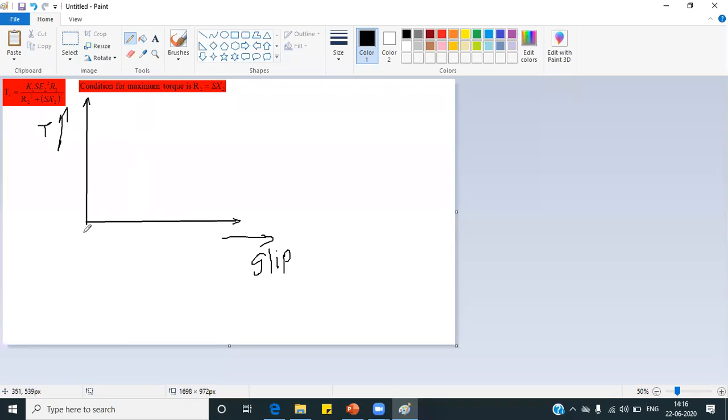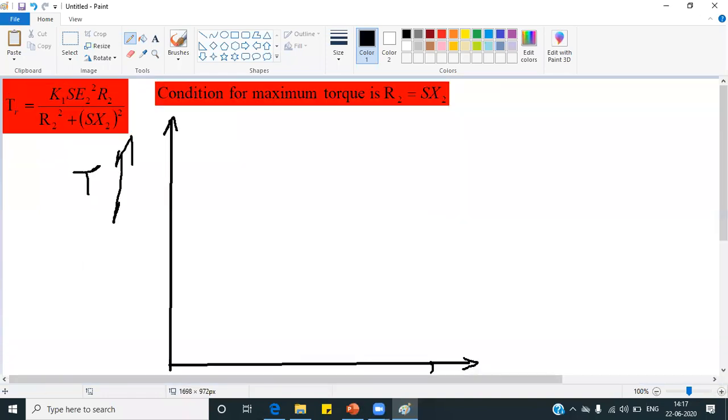Now you see, what is the value of slip over here? S equal to 0, and at this particular instant, S equal to 1. Now tell me, what are the values of rotor speed at these two instants?